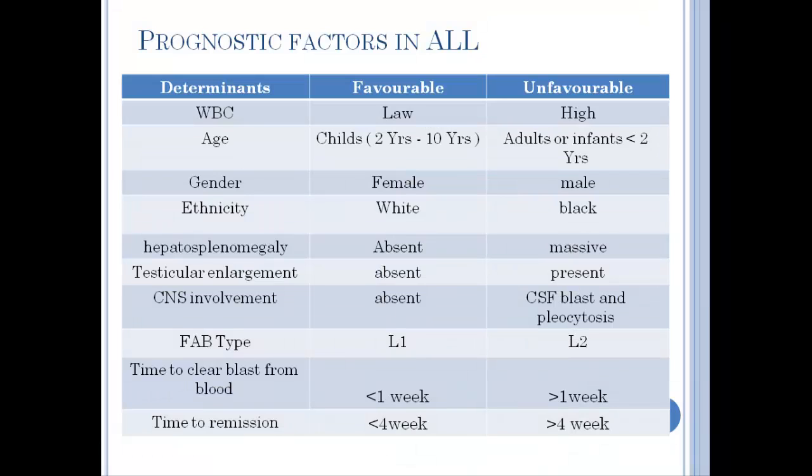If your patient came with low WBC count, his age was from 2 years to 10 years, female, white, no hepatosplenomegaly, no testicular enlargement, no CNS involvement, L1 type, time to clear blast from blood was less than 1 week and time to remission was less than 4 weeks, his chance to get better will be greater, unlike unfavorable factors which are completely different. This is our brief presentation about acute lymphoblastic leukemia.